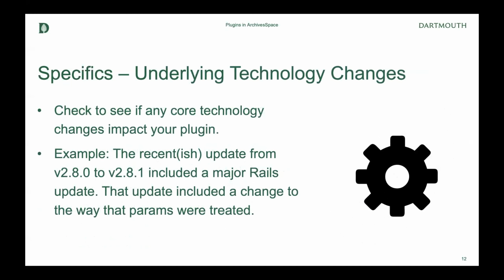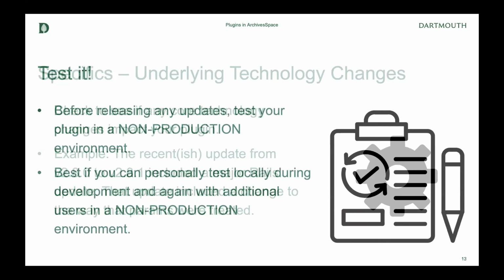And then another thing to think about is underlying technology changes. A good example of this is when we upgraded from 2.8.0 to 2.8.1, that included a Rails update, and that changed the way that params, which are passed around, were treated. So you had to explicitly allow some of those, depending on where you were looking at them.